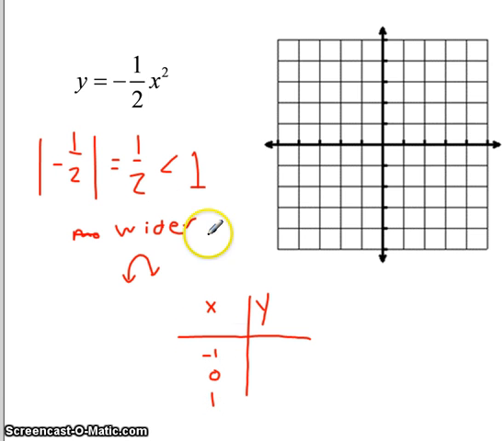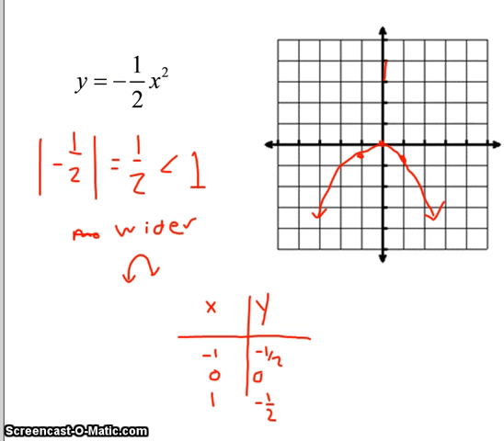Let's see. Negative 1 squared is 1 times negative 1/2 is negative 1/2. Negative 1/2 times 0 squared is 0. And then negative 1/2 times 1 is again negative 1/2. Plotting these 3 ordered pairs, let's see. Negative 1, negative 1/2, 0, 0, and then 1, negative 1/2. What we have here is a parabola that's a little bit wider than the normal curve, and it's also one that opens down. There is an axis of symmetry here on the y-axis, but this is the graph you'd be looking at.